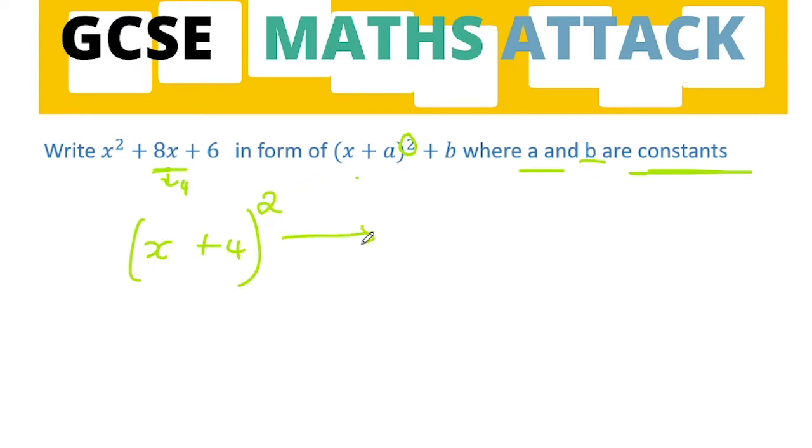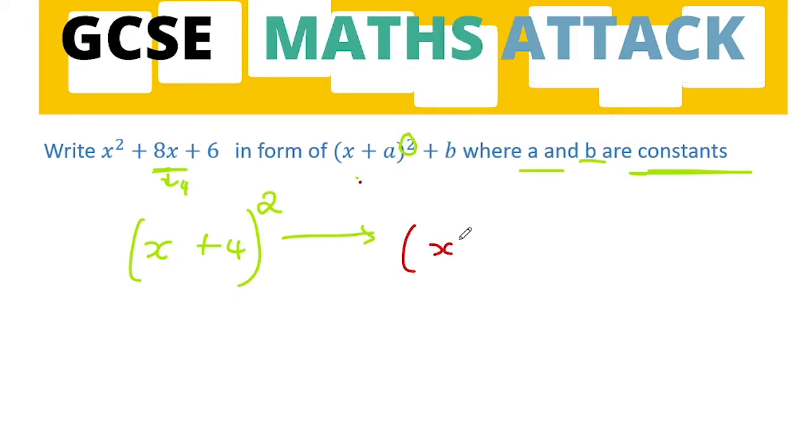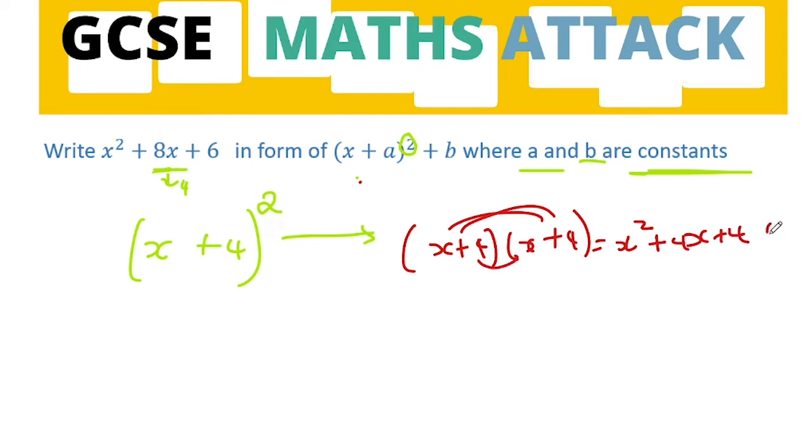Now if I was going to expand this bracket, I would get (x plus 4)(x plus 4). Okay, so x times x is x squared, x times 4 is plus 4x, 4 times x is plus 4x, and 4 times 4 is plus 16. So if I simplify that, you get x squared plus 8x plus 16.